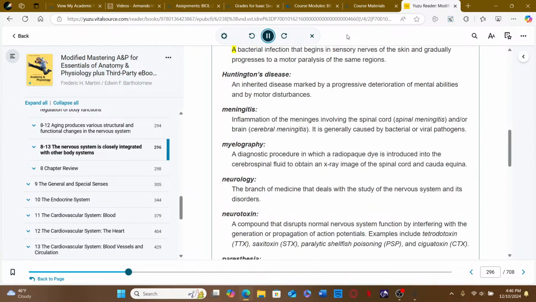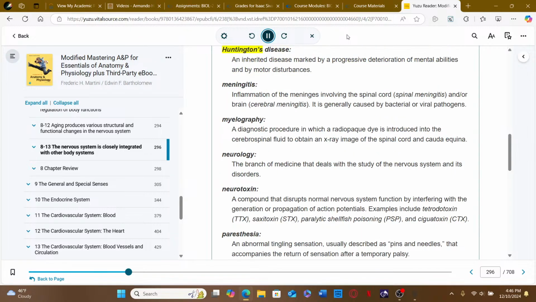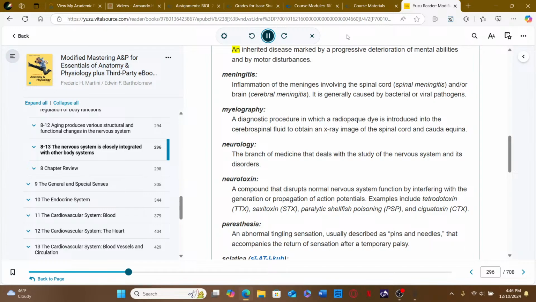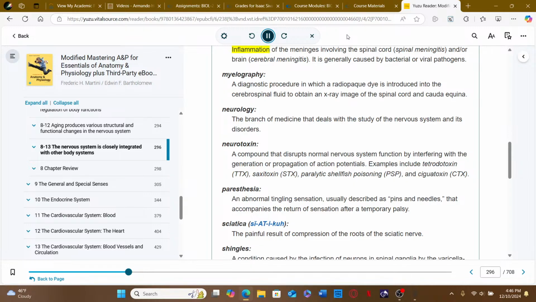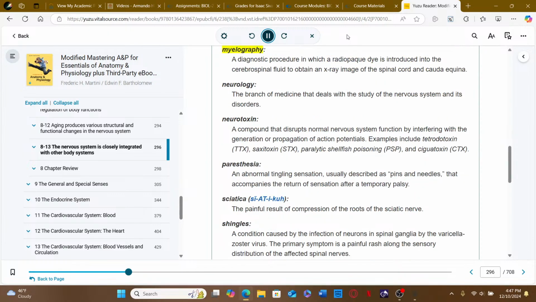Hansen's disease, leprosy. A bacterial infection that begins in sensory nerves of the skin and gradually progresses to a motor paralysis of the same regions. Huntington's disease. An inherited disease marked by progressive deterioration of mental abilities and by motor disturbances. Meningitis. Inflammation of the meninges involving the spinal cord, spinal meningitis, and/or brain, cerebral meningitis. It is generally caused by bacterial or viral pathogens.